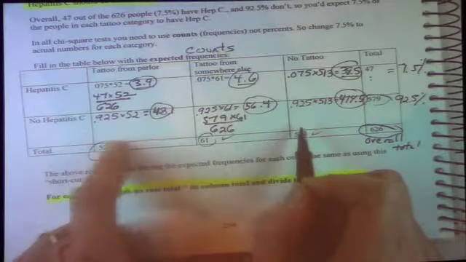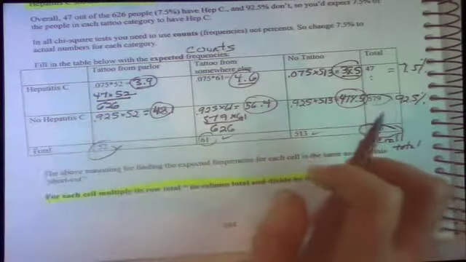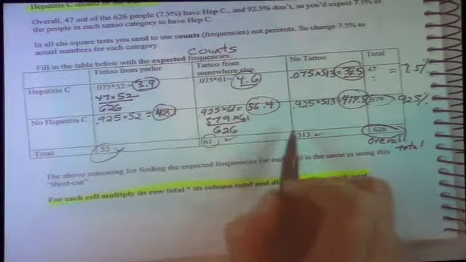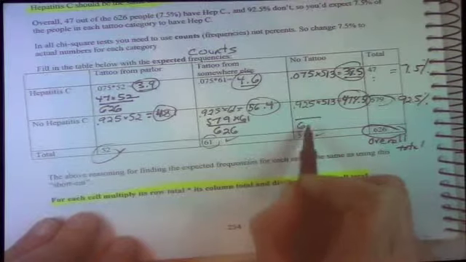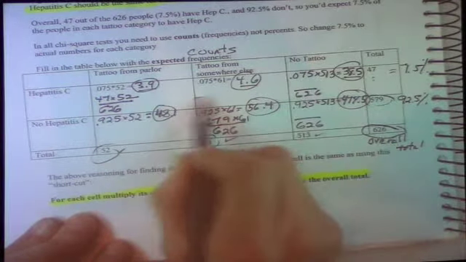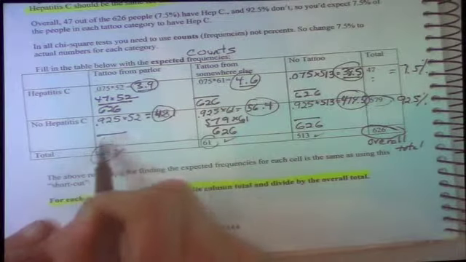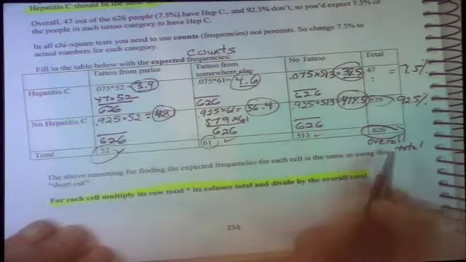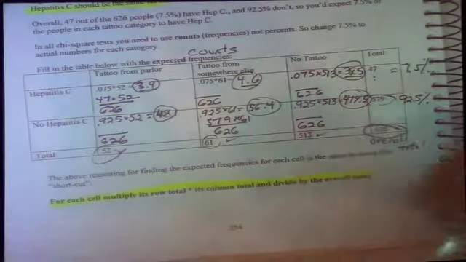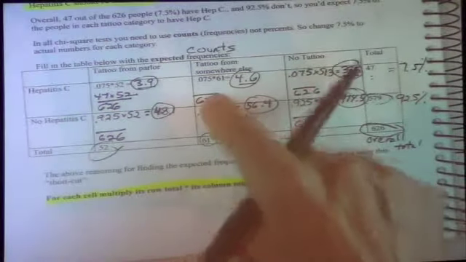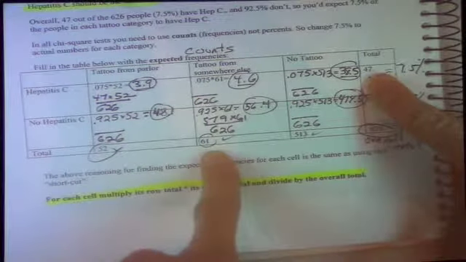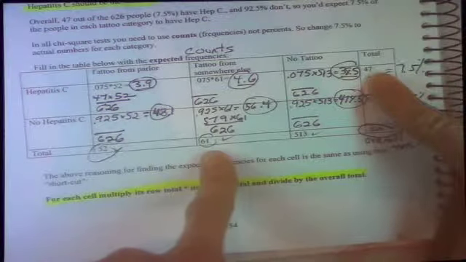So if you want to get used to doing it that way, that's easy too. A lot of people prefer that. In every one of them, it's going to be 626. You could just fill that in for every one of them. That's your overall total. And then all you have to do is, whichever cell you're in, just multiply those two numbers together. Okay?